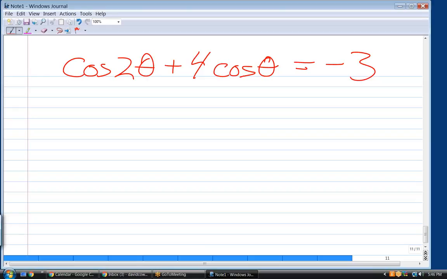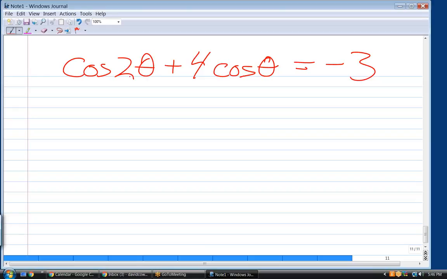We have to get rid of the 2 theta. There are 3 different identities for that. Which one do we want to pick? The one that has what? Squared minus 1. Yeah, in other words, we want to narrow everything down to one trig function.